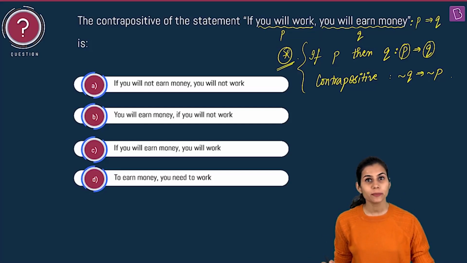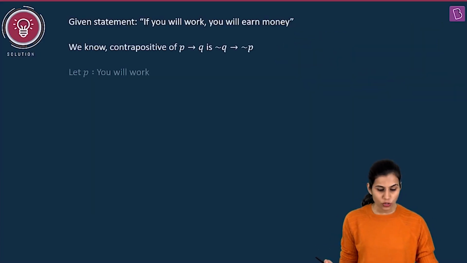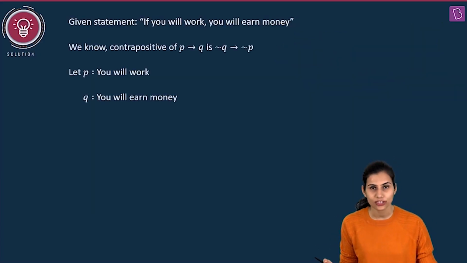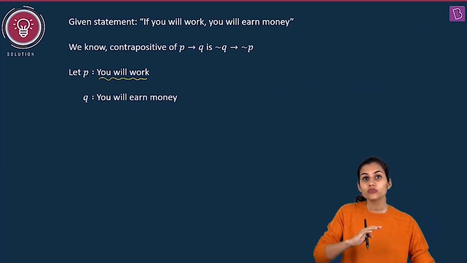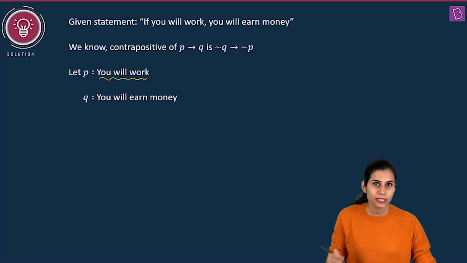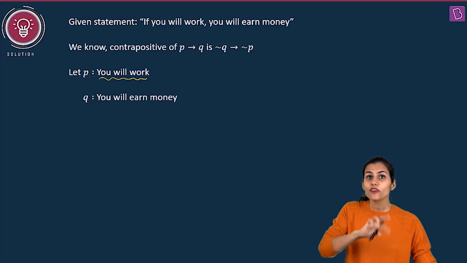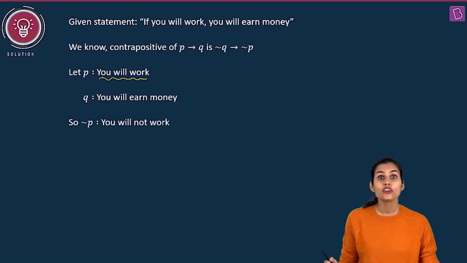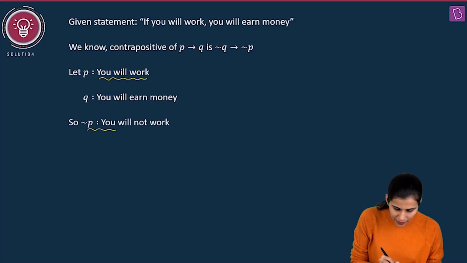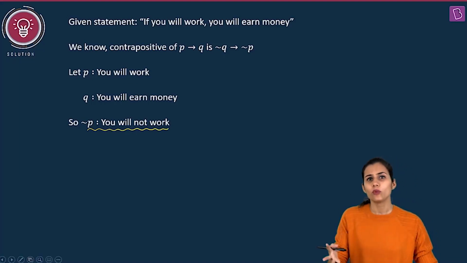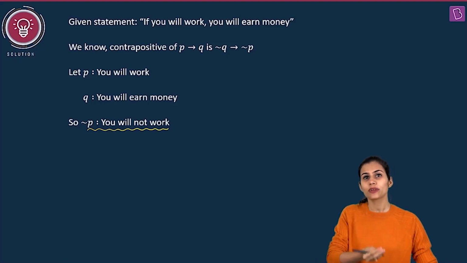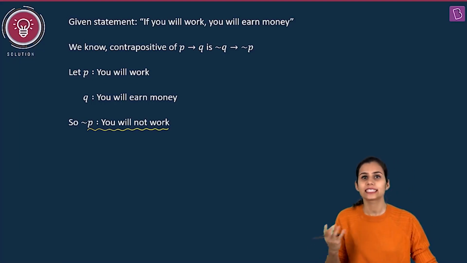So its contrapositive will be negation Q implies negation P. So for that, we will have to decode what is negation Q and what is negation P. So if P represents you will work, negation P is going to negate the assertion made by P. So negative of you will work will be what? You will not work. So negation P is nothing but you will not work. Fine? Or you won't be working, or you will not work, or you won't be able to work. Depending upon the context, you can just negate the statement P and write its negation.